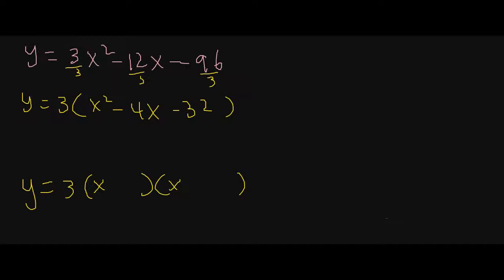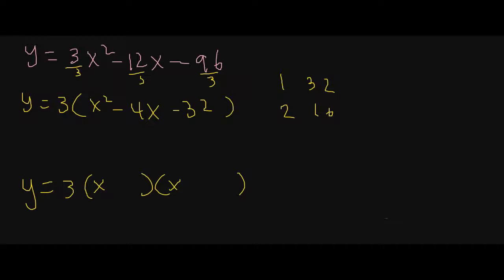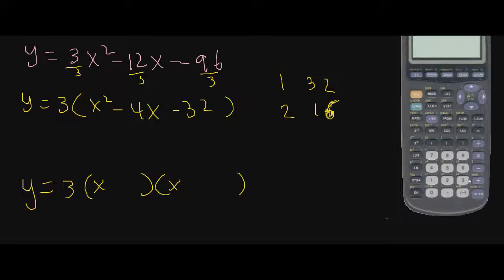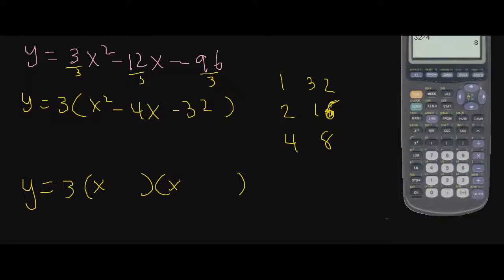Alright, cool. Now, looking at this problem here, let's write all the factors of 32. 1 and 32, 2, and what would that be? 32 divided by 2 is 16. Alright, we get that. Now let's go ahead and do 32 divided by 3. Okay, it doesn't work. 32 divided by 4 gives me 8. 4 and 8. And I'm pretty sure that's pretty much it for our factors of 32.